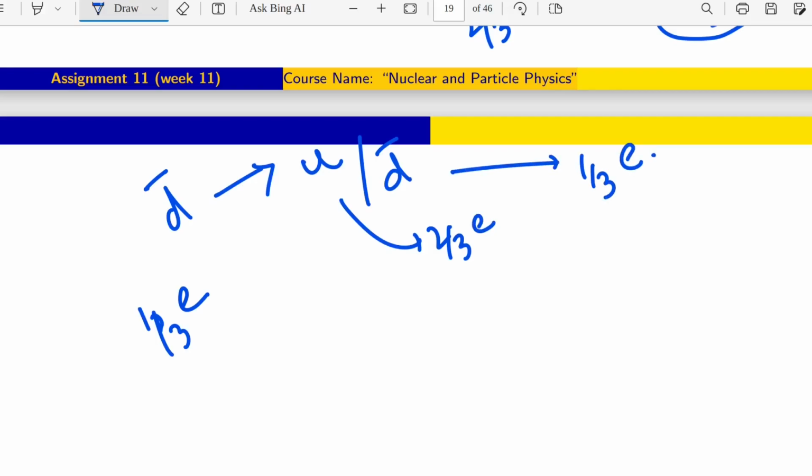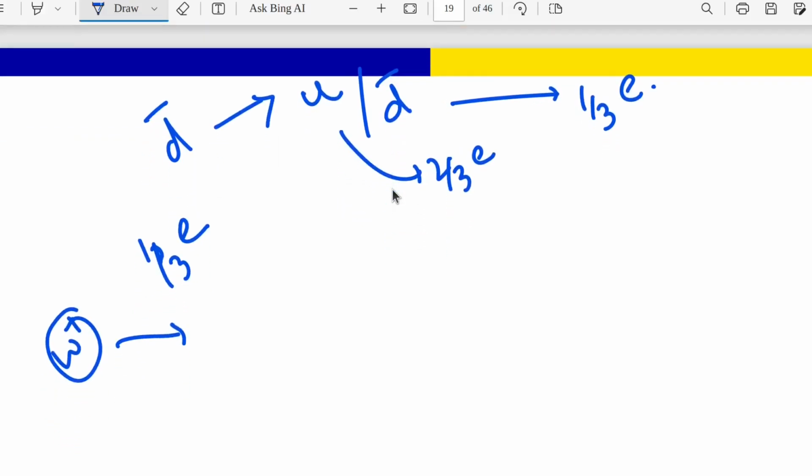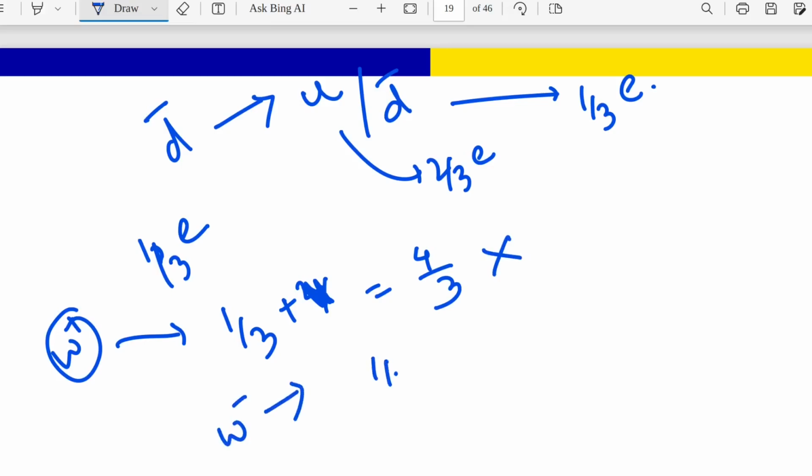Now let's say I am applying W plus. So if I am applying W plus, then what will happen? 1 by 3 plus 1. That means it will be 4 by 3. You can see we have only 2 by 3 and 1 by 3. So that means there will be nothing which is 4 by 3. Now coming to the W minus case. 1 by 3 minus 1. It is minus 2 by 3. Obviously again 2 by 3 and 1 by 3 is not there. So that means minus 2 by 3 will not be the correct one.